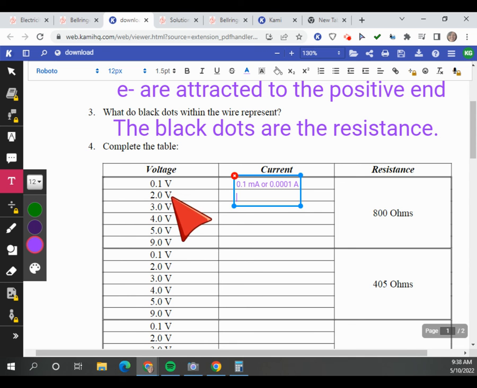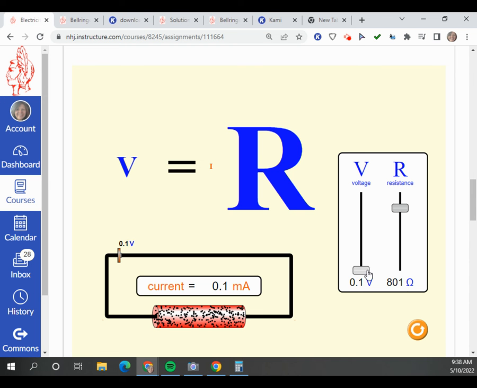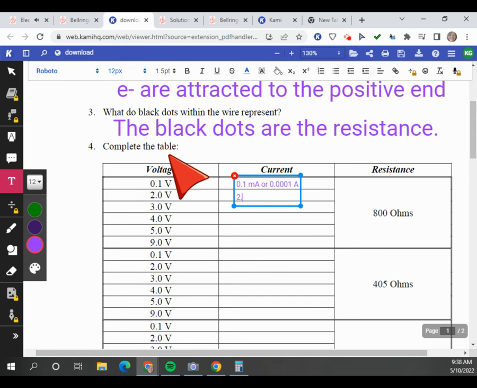So then we're going to change the volts to 2 volts. 2 volts, and we have 2.5 milliamps. Eventually we will probably just write the amps, but we're going to move that decimal point 3 times. So we're going to say 0.0025 amps, because we really want to use amps in our equation. And let's just go ahead and get these done.